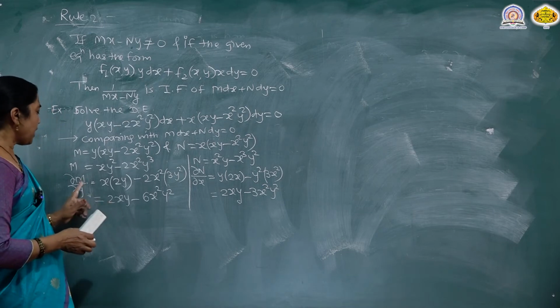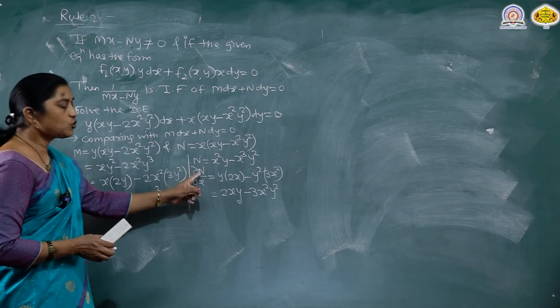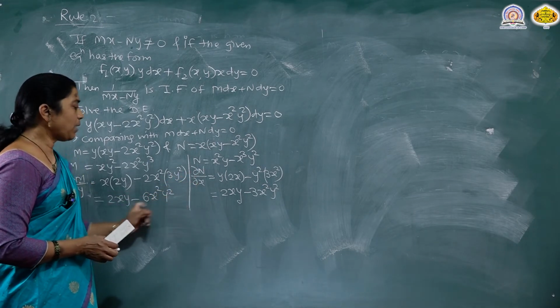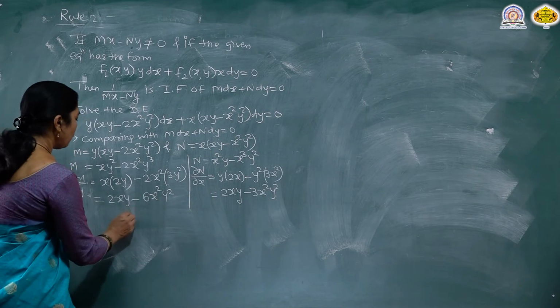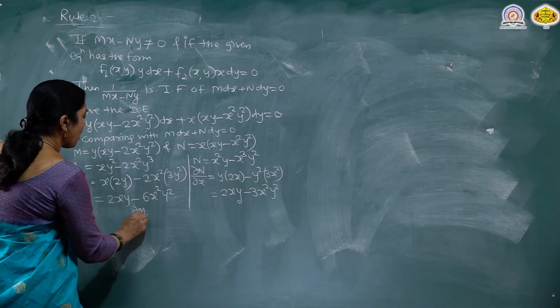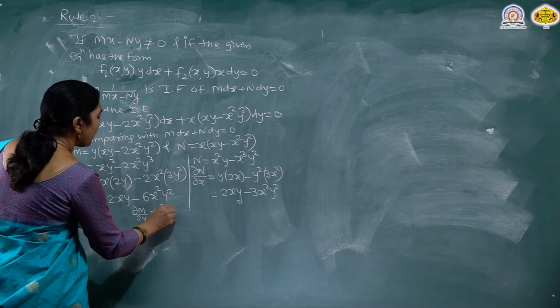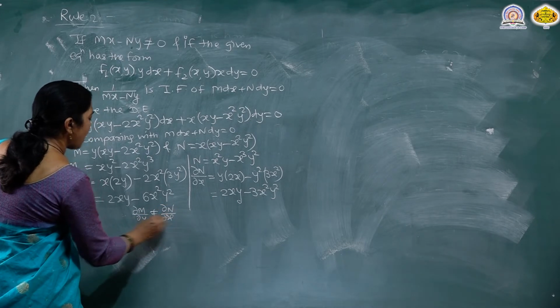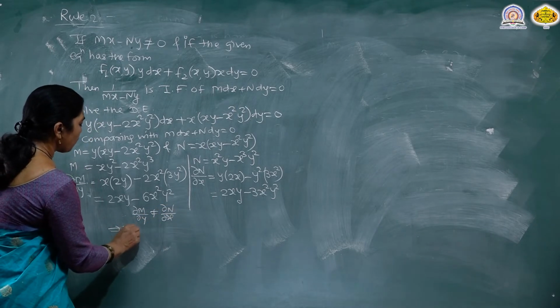Observe that ∂M/∂y is not equal to ∂N/∂x. And therefore, since ∂M/∂y is not equal to ∂N/∂x, the equation is not exact.